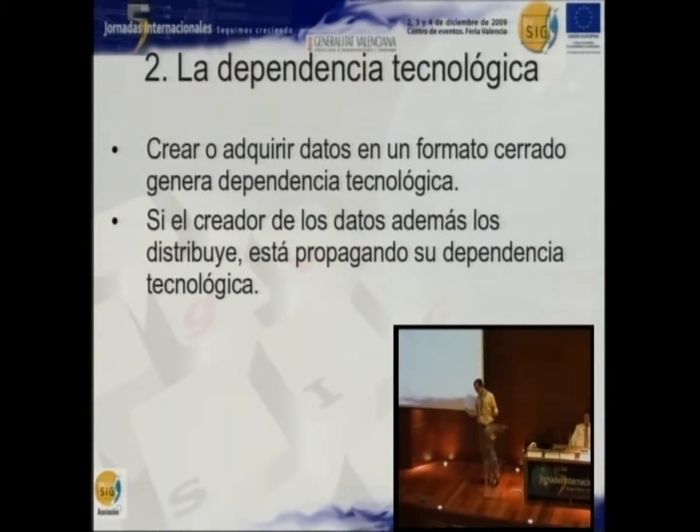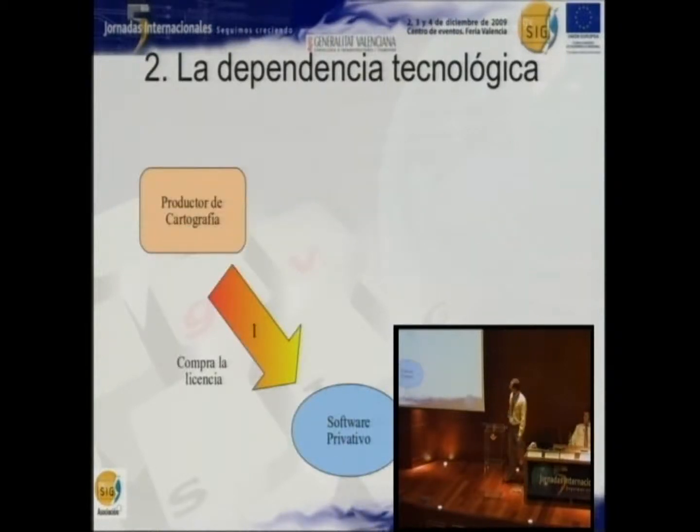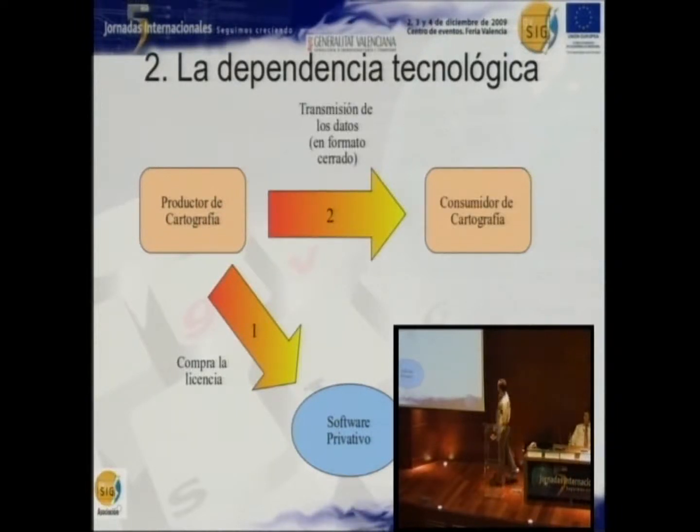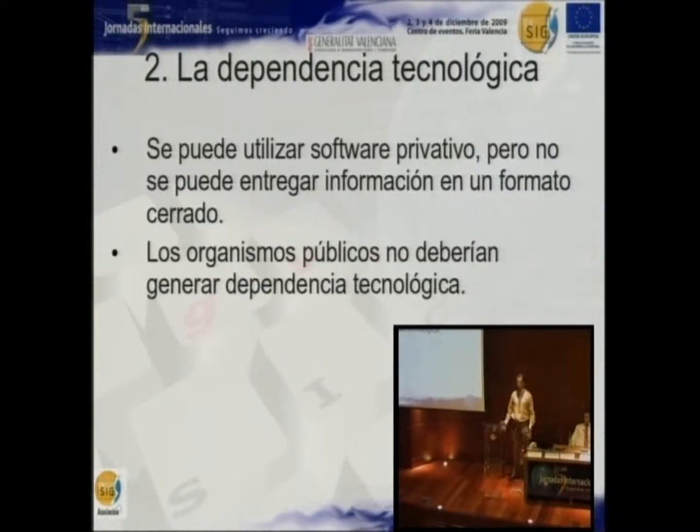If Mr. gvSIG in the end buys that cartography, it's up to him, isn't it? But if Mr. gvSIG takes that format and transfers it to a third party, then he's actually transferring his own technological dependence onto a third party. This is an example of someone who buys proprietary software. He then generates data and transfers them on the basis of closed source software to another person. If that person wants to exploit such data, he or she is forced to buy the license. So it's a bit of a loop resulting from the use of closed source software.